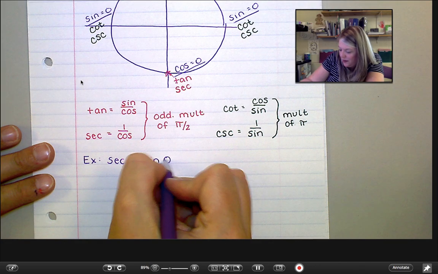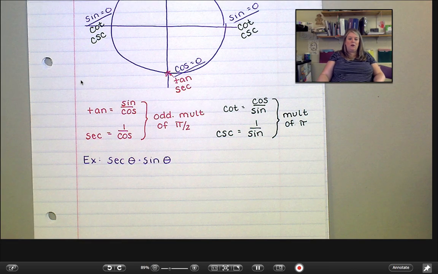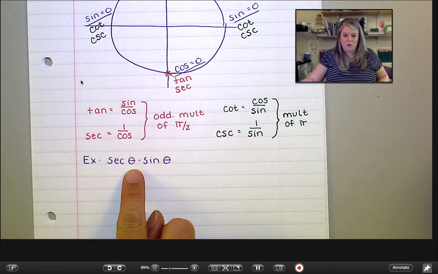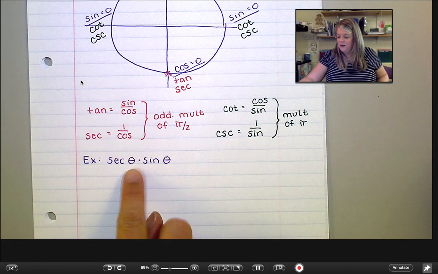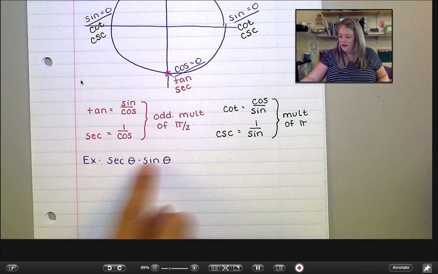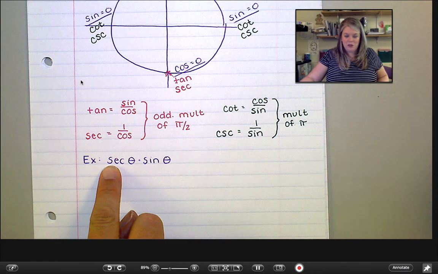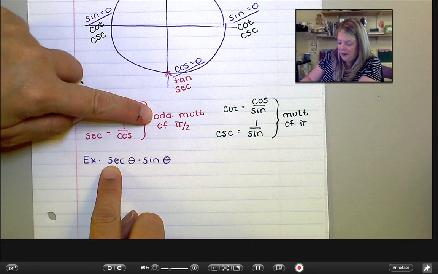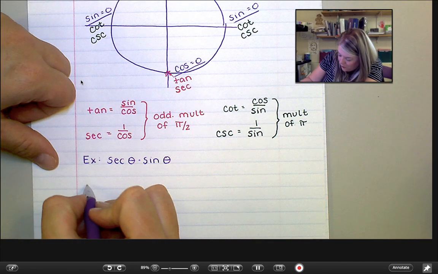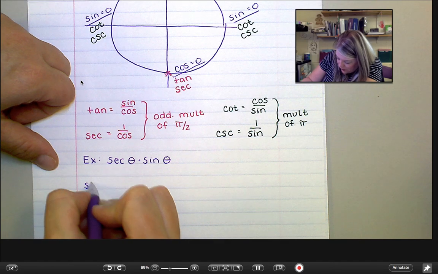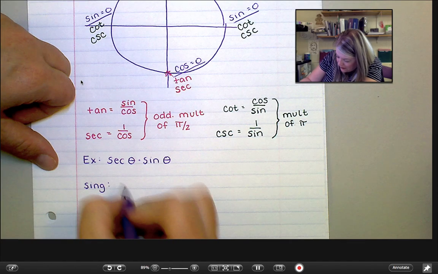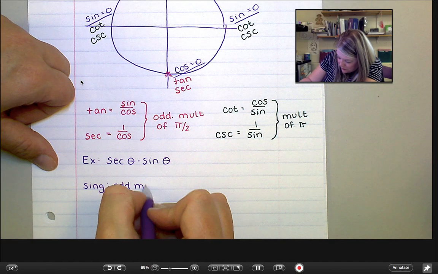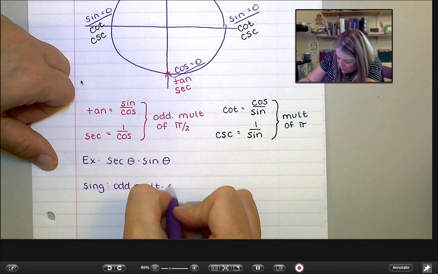When I ask you for singularities, what I'm looking for is where is this expression not going to work for me? Where is this undefined? Well, I know there's no problem with sine. I do know secant has some issues, right? Secant is undefined at odd multiples of pi over 2. So when I'm asked to define my singularities, I would just say exactly that: my singularities happen at odd multiples of pi over 2.